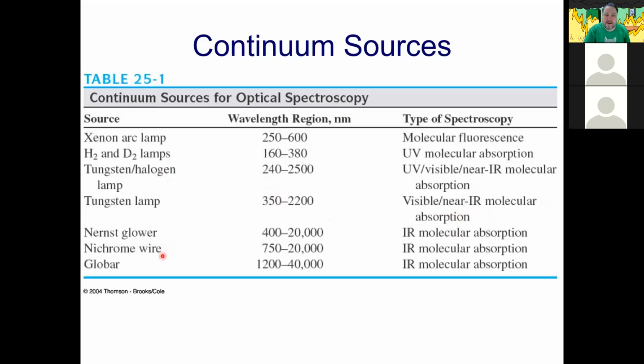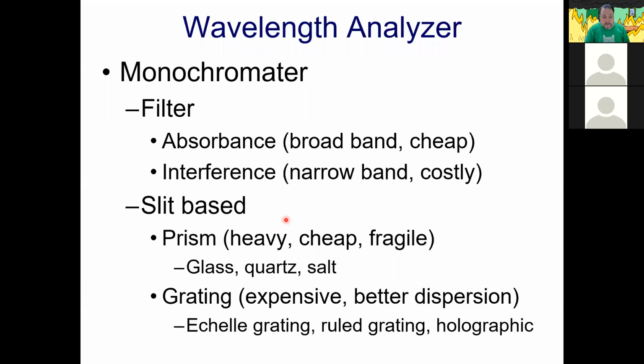A Nernst glower, a nichrome wire, and a glow bar are all really the same trick. I'm going to get a piece of metal hot, and it's going to give off some photons like a black body radiator. Your Nernst glower is going to go all the way up to 400, but you're usually going to use those in the IR.